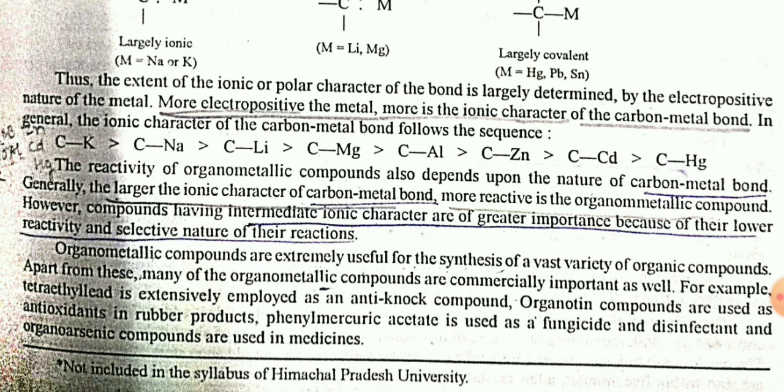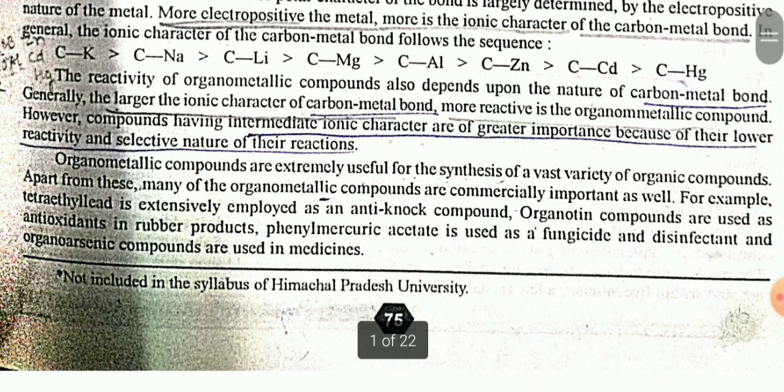In general, the ionic character of the carbon-metal bond follows the sequence: carbon-calcium the highest, then carbon-sodium, then carbon-lithium, carbon-magnesium, carbon-aluminium, carbon-zinc, carbon-cadmium, and carbon-mercury the lowest. The reactivity of organometallic compounds also depends upon the nature of the carbon-metal bond. Generally, the larger the ionic character of the carbon-metal bond, the more reactive is the organometallic compound.